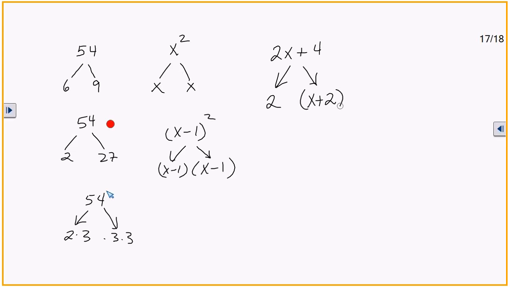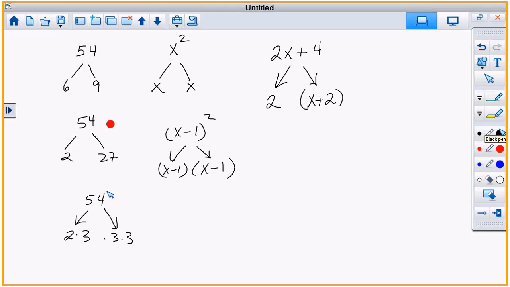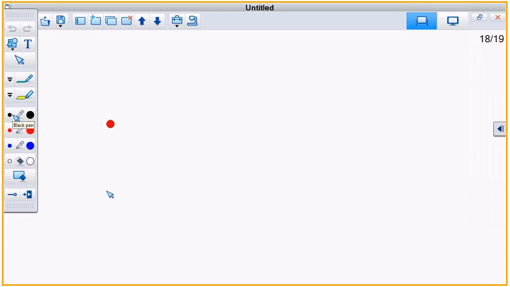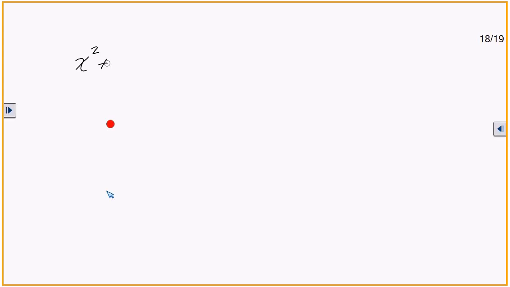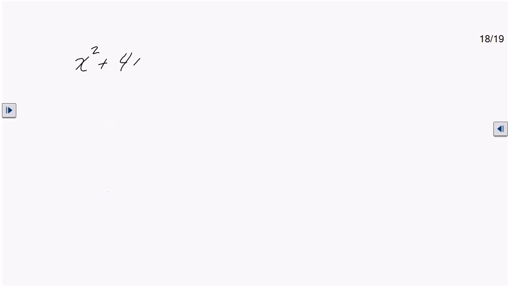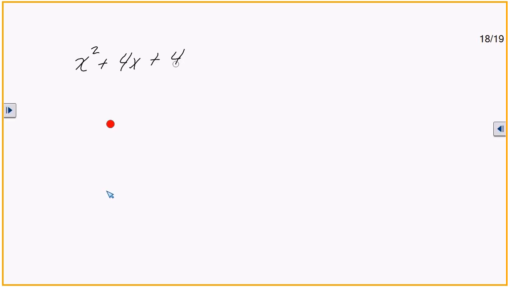But what about a quadratic that we just talked about? How are you going to break up something that looks like this? x squared plus, I'm just going to use something simple, 4x plus 4. Well, how did you get the quadratic? You got the quadratic from using the FOIL method. So you're going to find the factors by using the reverse FOIL method.